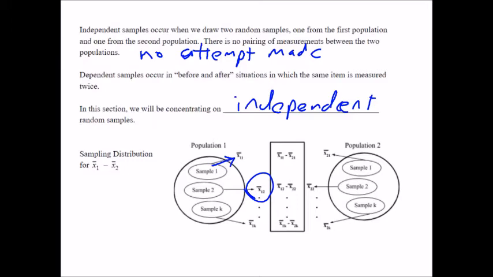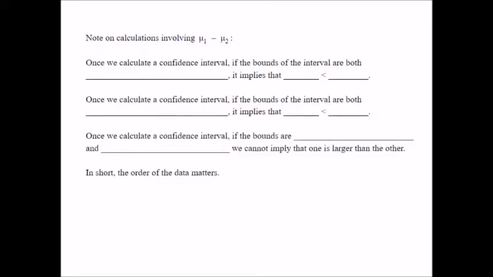Then with population two, same thing. We take sample one and find its sample mean. Then we take these two sample means and we subtract them to take a look at the differences. So that's what's going on here. That's a little picture.